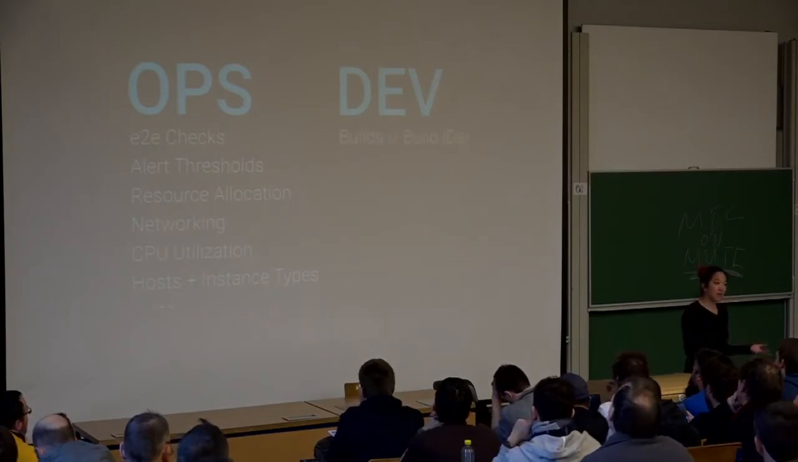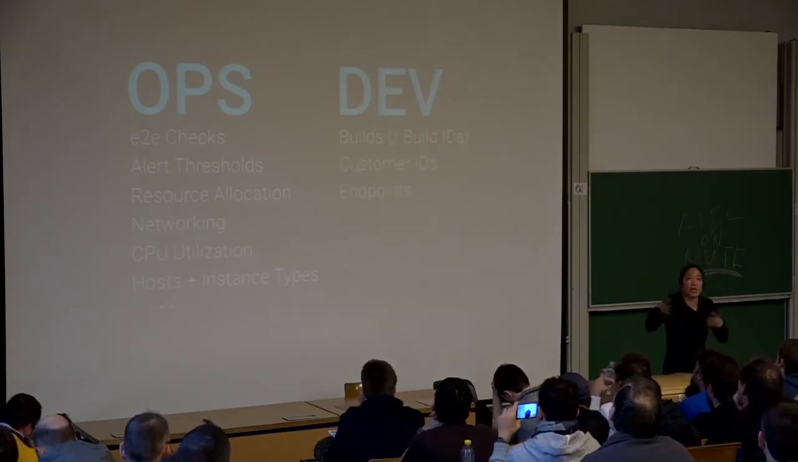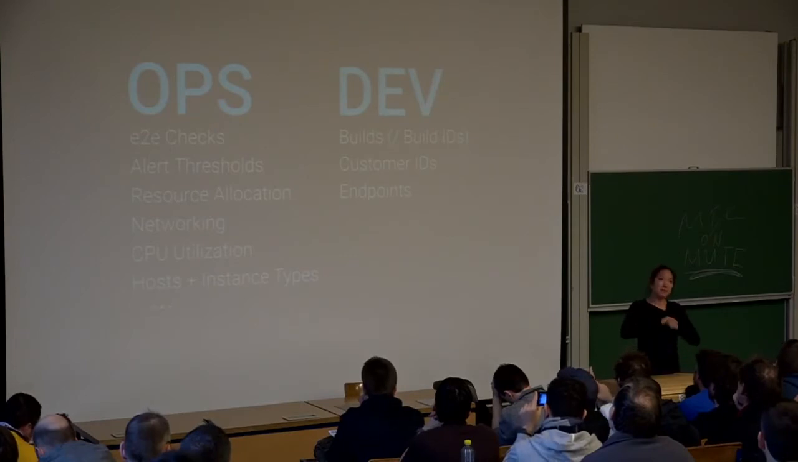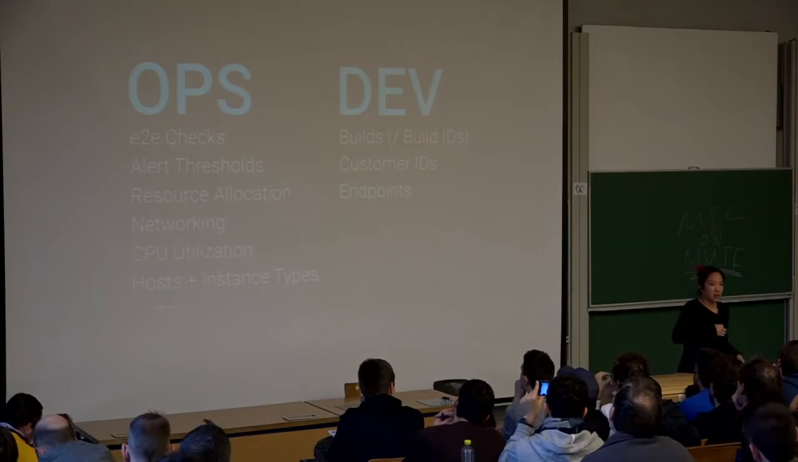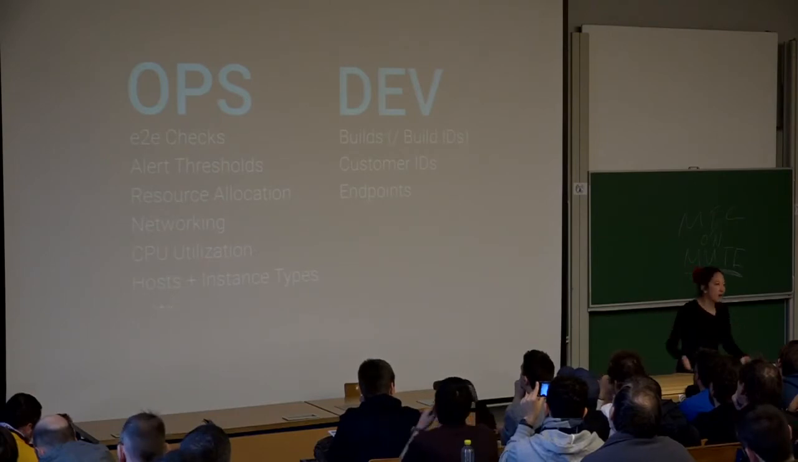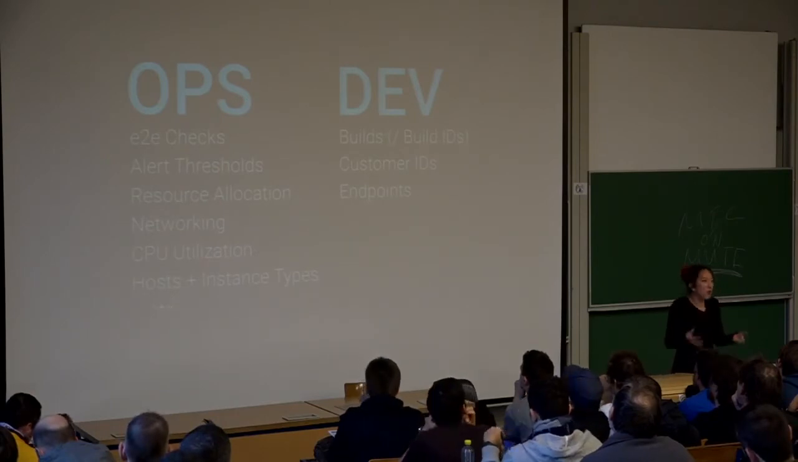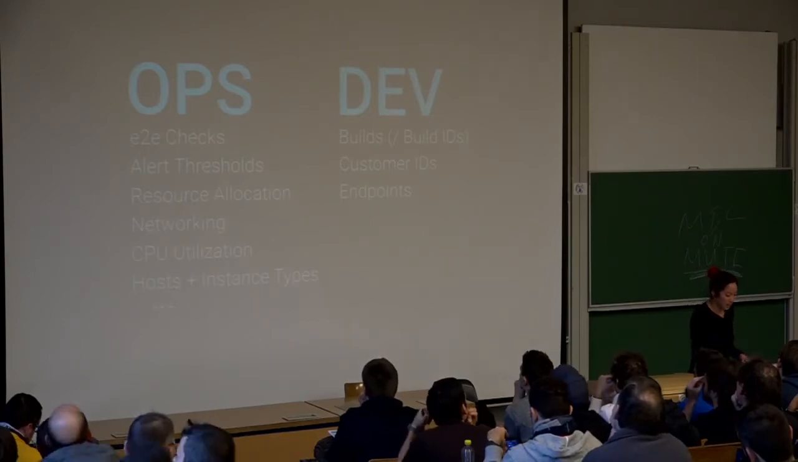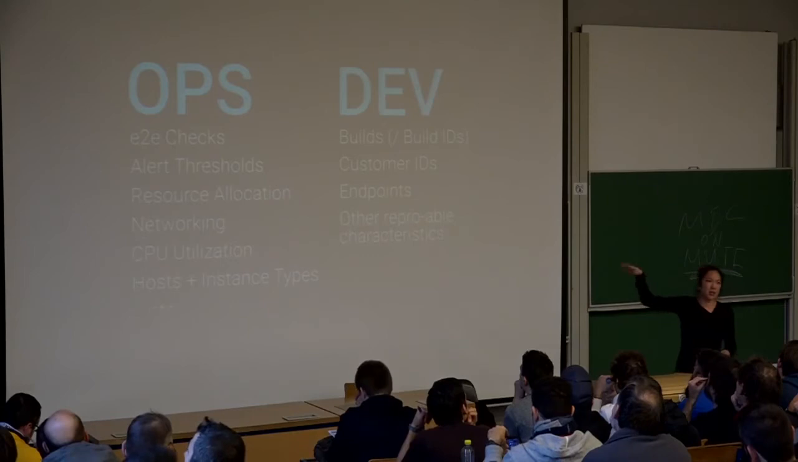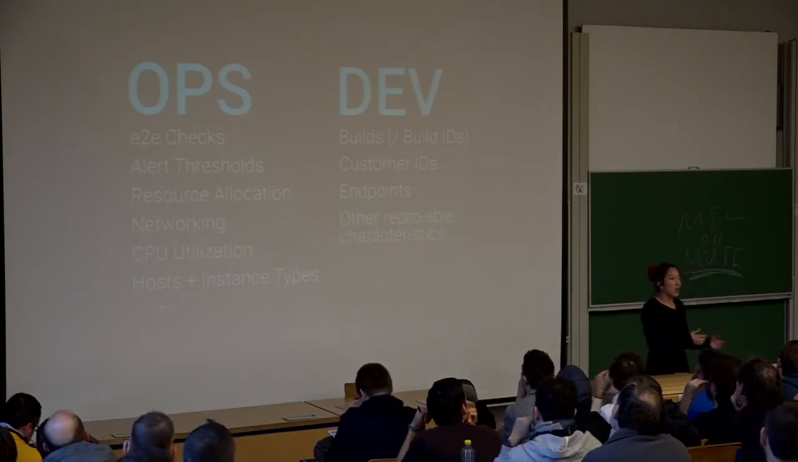Things like build IDs, things like customer IDs. Endpoints. Okay, you're telling me that latency is up, or you're telling me that throughput is down. In what part of the service? In what part of my API? What part of my code is being affected or is probably related to this problem you're seeing? And other queryable characteristics, right?